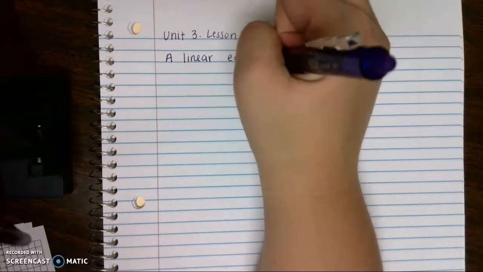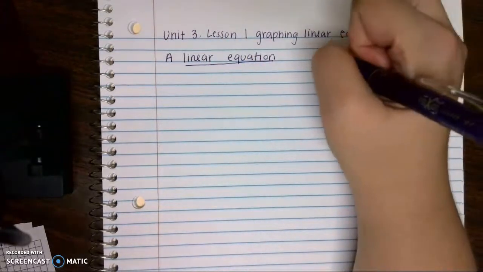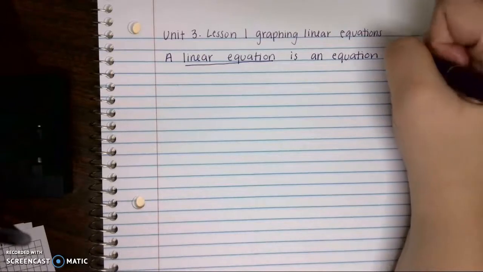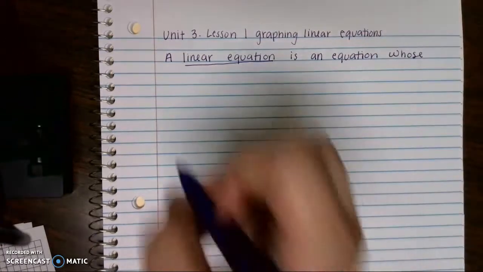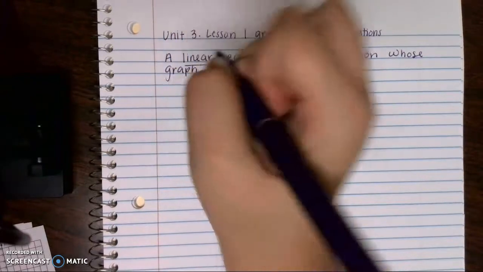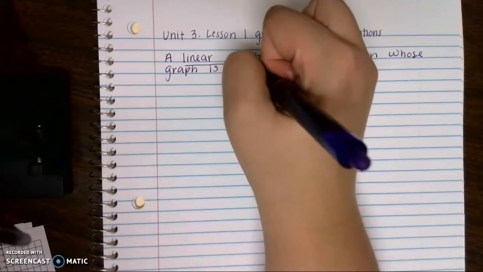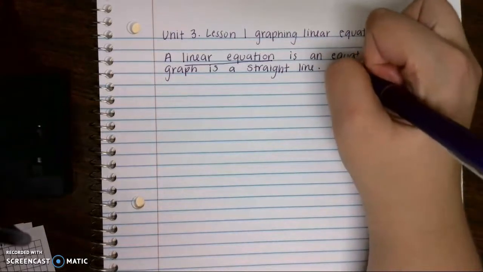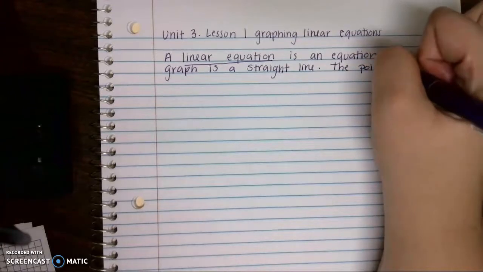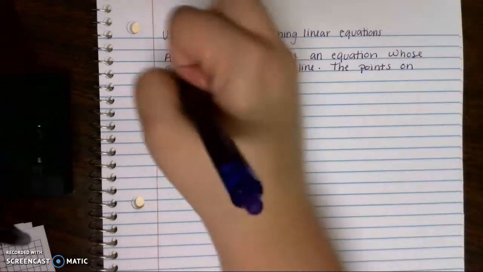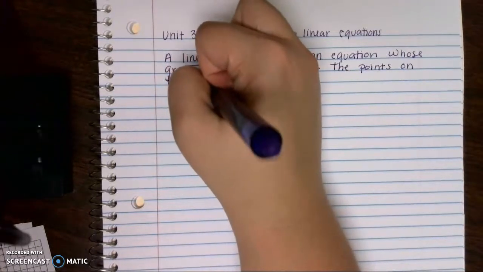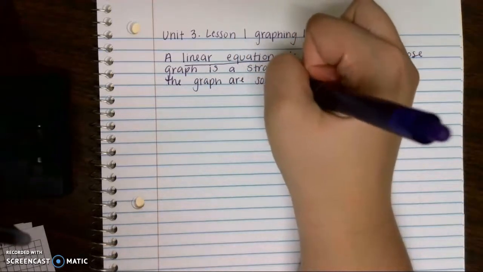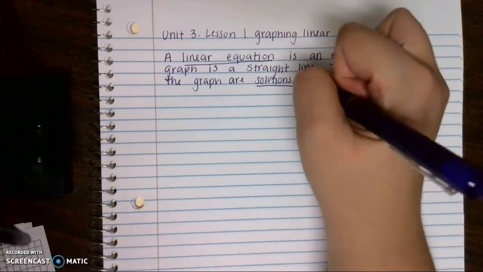A linear equation is an equation whose graph is a straight line. So when you graph it, it forms a straight line. The points on the graph are solutions of the equation.